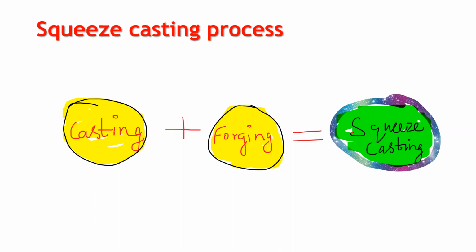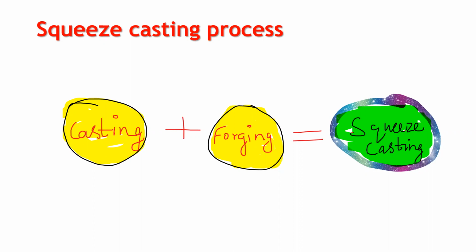Now let us see what the squeeze casting process is. The squeeze casting process is a combination of two processes: the casting process and the forging process. If you combine the casting process with the forging process, you will get the squeeze casting process. So what do you mean by squeezing? Squeezing is nothing but applying a compressive load or compressive stress to an object. That is squeezing.